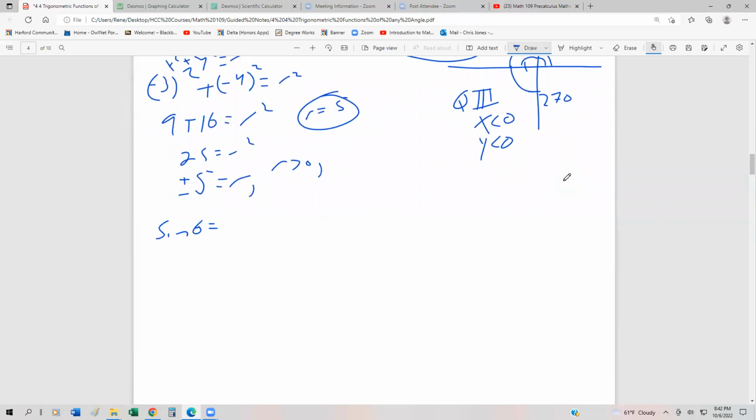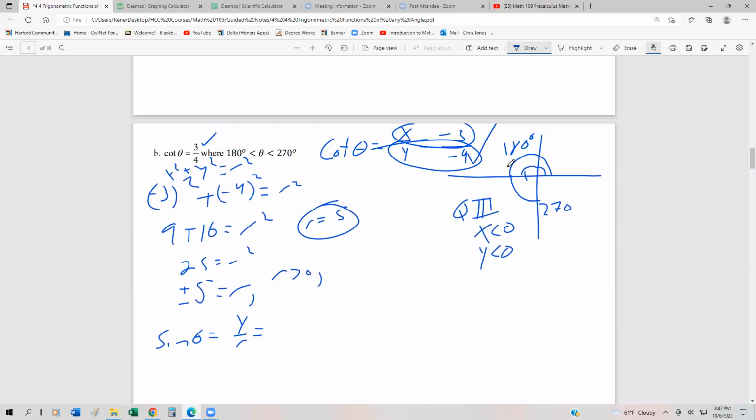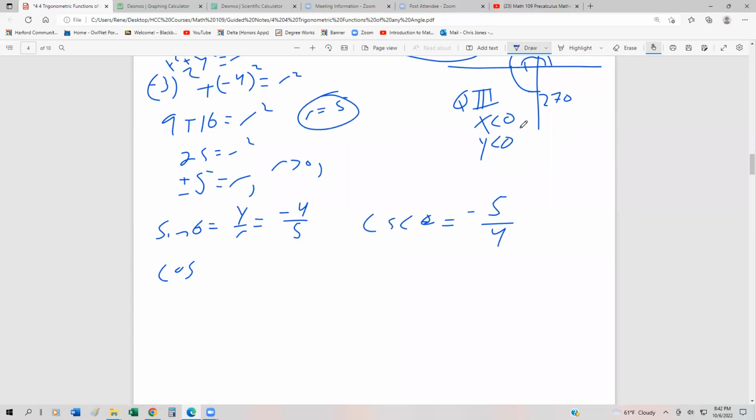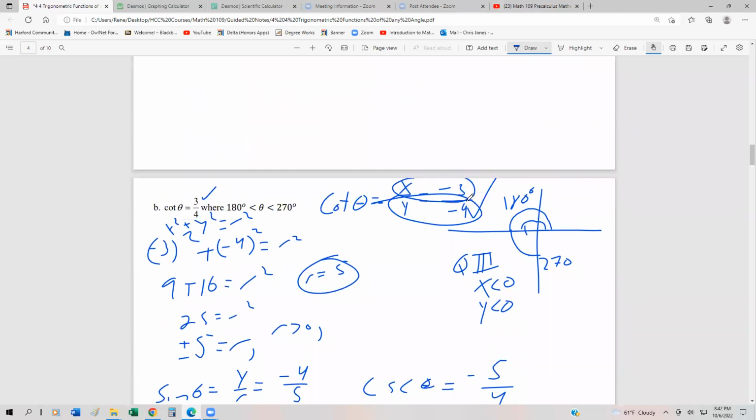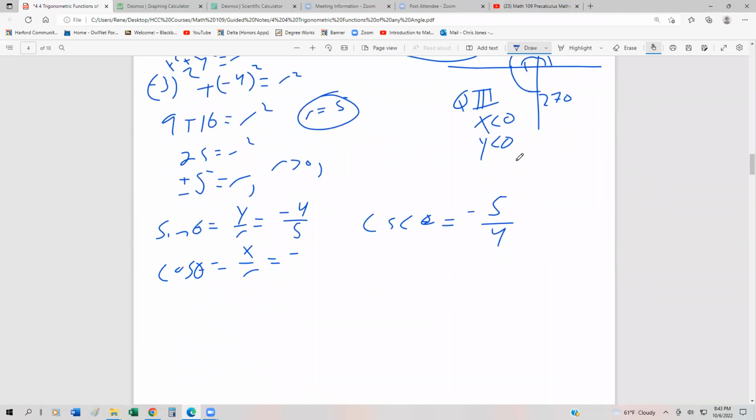Sine is going to be y over r. And remember, we said that y was going to be -4. So that's going to be -4/5. That means that the cosecant function, which is the reciprocal of sine, is going to be -5/4. And then the cosine function is x over r. And remember, we found that x was -3. All right, so that's going to be -3/5. And that also means that the secant function is going to be the reciprocal, which is -5/3.